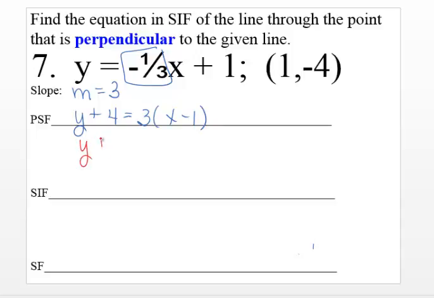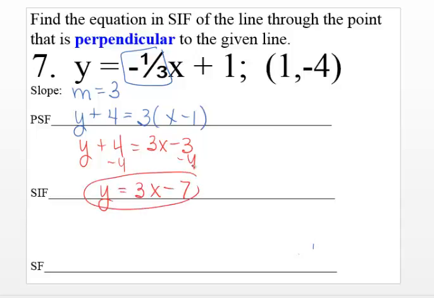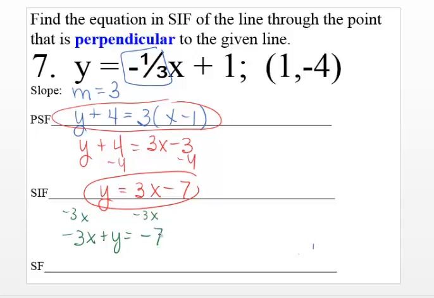Slope-intercept form would be y plus 4 equals, we're going to distribute the 3 through, 3x minus 3. And then we'll solve for y by subtracting 4 on both sides. So y equals 3x minus 7. So here's slope-intercept form. Here's point slope form. We're going to take it one step further by making the standard form. We're going to subtract 3x from both sides. We get negative 3x plus y equals negative 7. And then the last thing I need to do is change all my signs so I have a positive for my x value. And so there's my standard form answer.